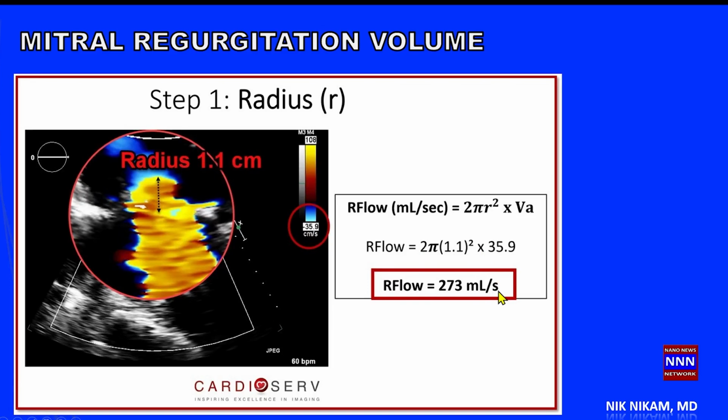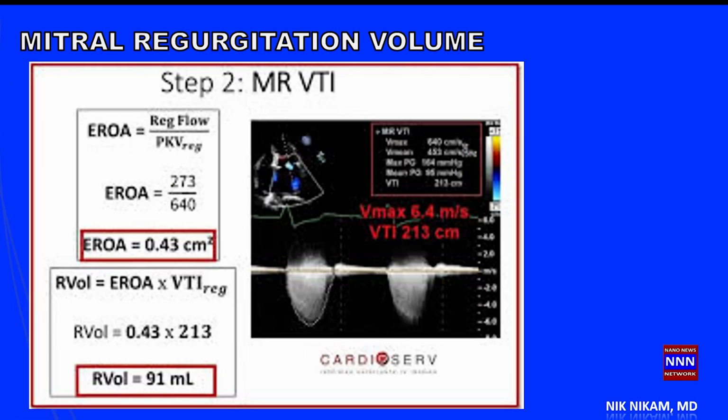Please pay attention to these units. It's very important. The flow is per second. How much blood is flowing across the valve per second? But that's not what we are looking at. We are looking at regurgitant volume. So the next step is to calculate the regurgitant volume. How do we get to the regurgitant volume?